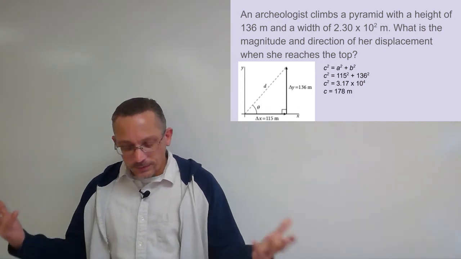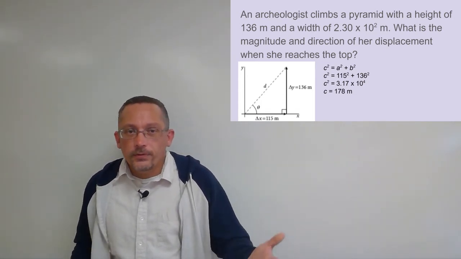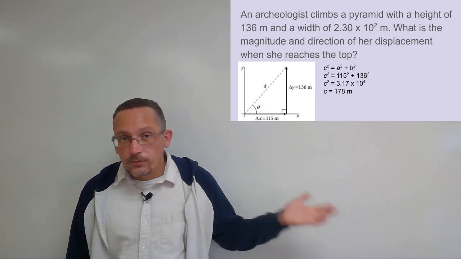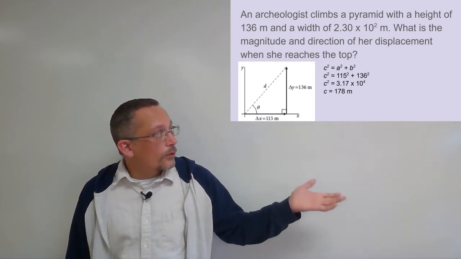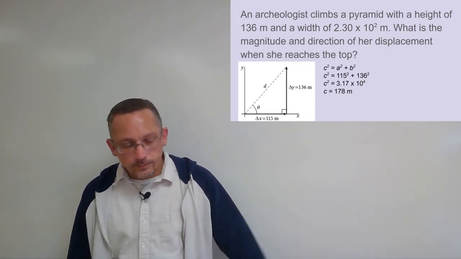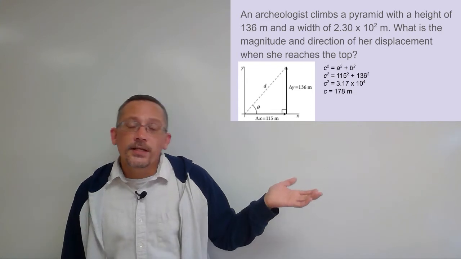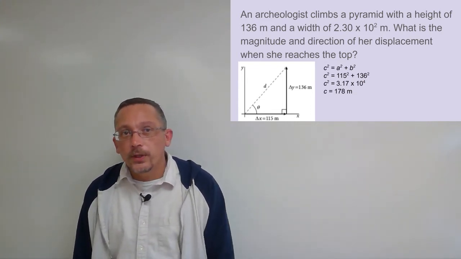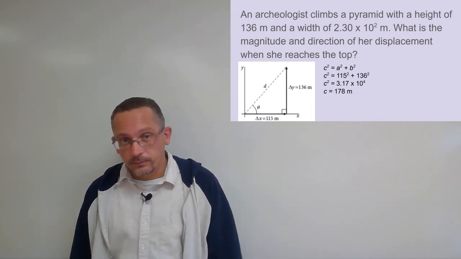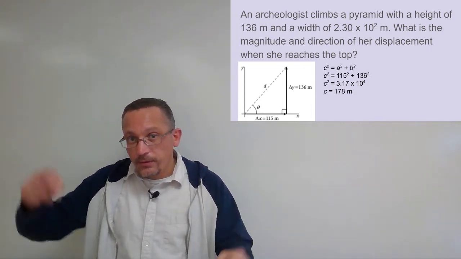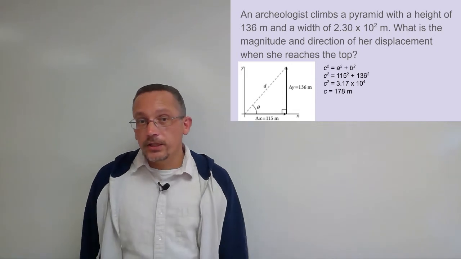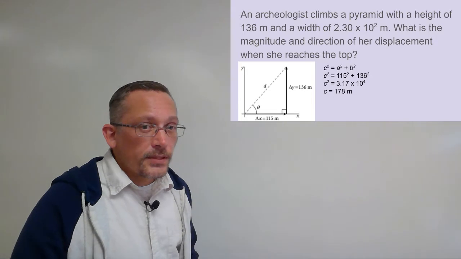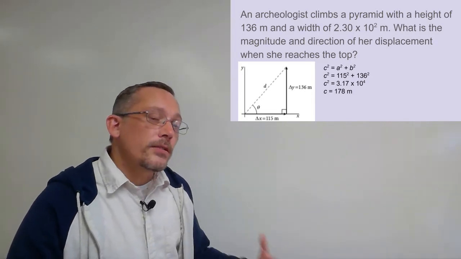And then I'm going to get my calculator and work out what 115 squared plus 136 squared is. My calculator tells me that is 3.17 times 10 to the fourth power to 3 significant figures. And then, of course, since that's c squared, I want to take the square root. And the square root of that number should come out to 178 meters. So there is the magnitude of the vector. That's how long the vector is, 178 meters. So I can say that this archaeologist going up the side of the pyramid has traveled 178 meters.